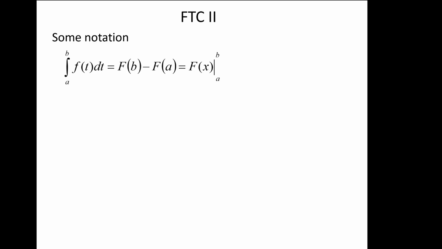So an example. Say we had sine of x evaluated from 0 to pi over 2. What that means is this is sine of the top bound, sine of the top number, minus sine of the bottom number.